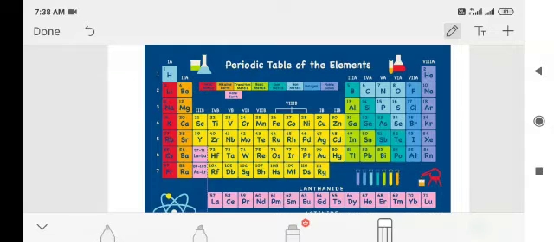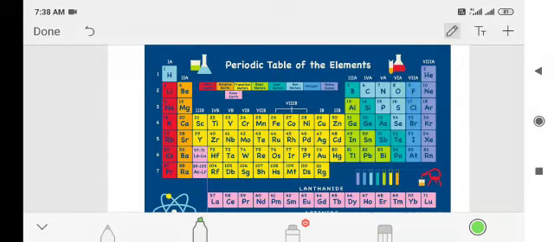Now we have to discuss the 7th group. These are the main groups we have to learn in the class 10 syllabus. Here is the 7th group starting with fluorine. Fluorine, chlorine, bromine, like that it goes. This 7th group is called halogens. They are called halogens because they are salt formers. They are used for the formation of salts. So the 7th group elements are called salt formers, and hence they are called halogens.